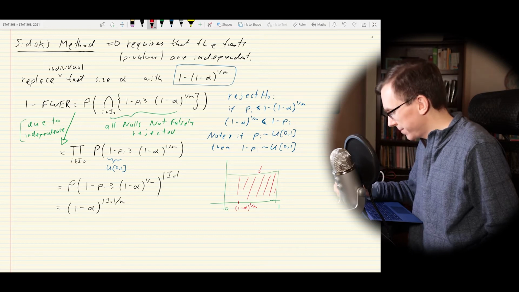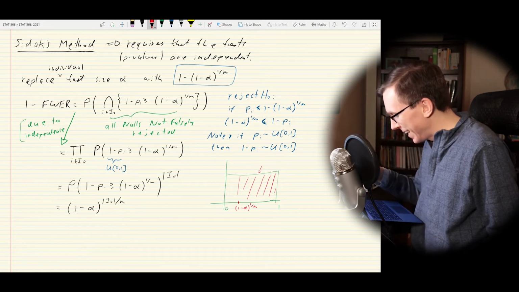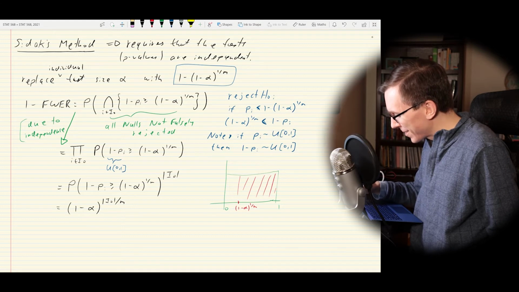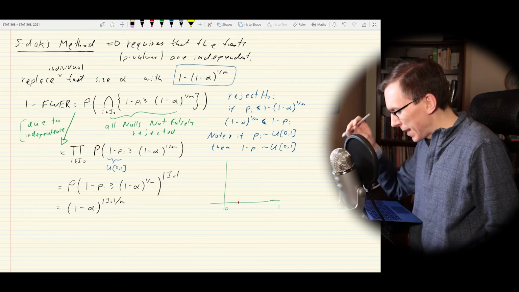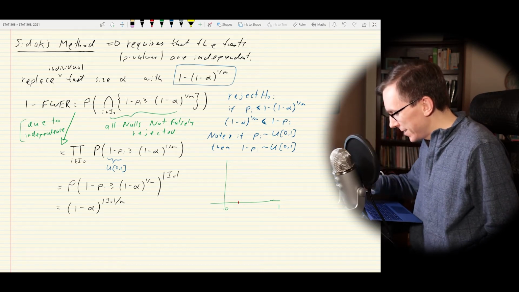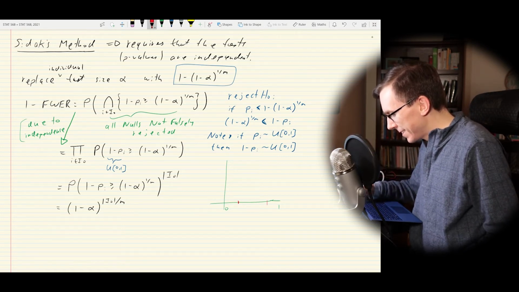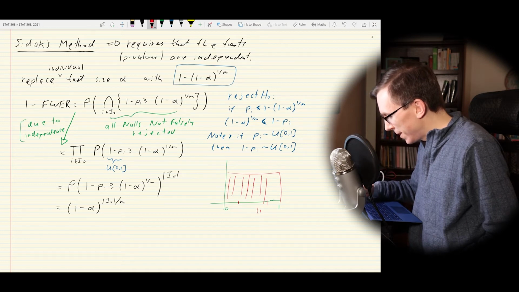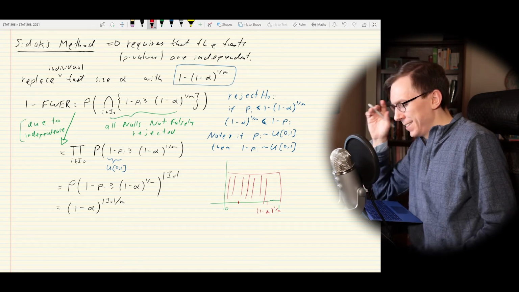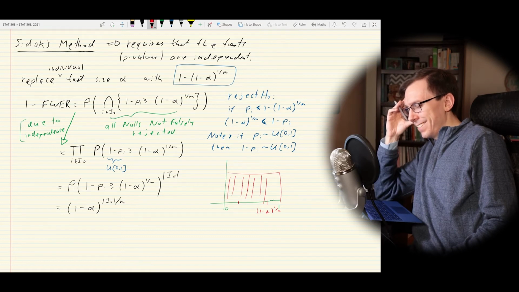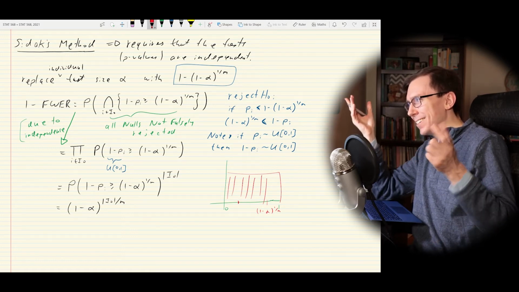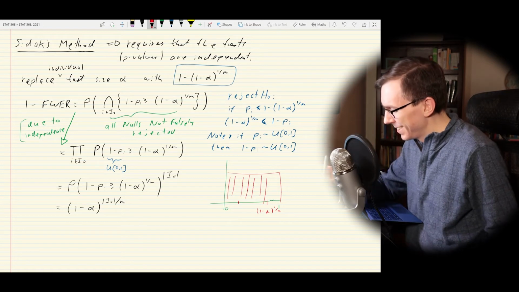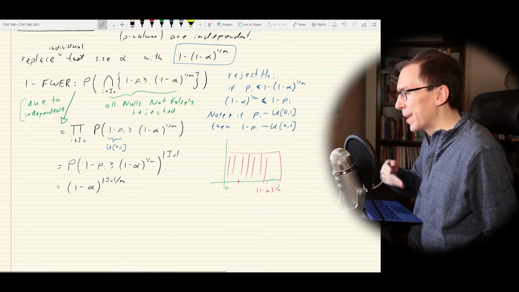oh yes, because I flipped it, that's why. See, this is why I have to be really careful with my drawings, because technically I'm saying the probability of being greater than it, but it's 1 minus the uniform, so it's actually like this way. 1 minus alpha to the 1 over m. Yeah, because p is now flipped, because I'm actually looking at 1 minus p.